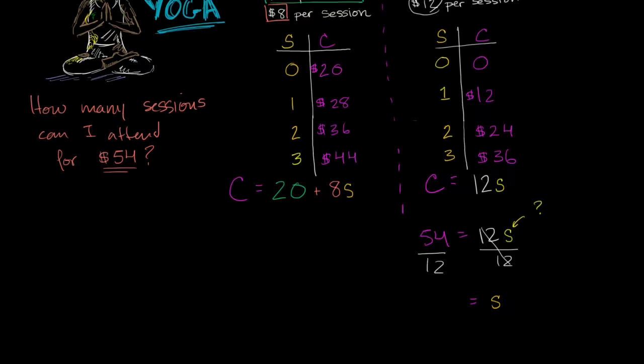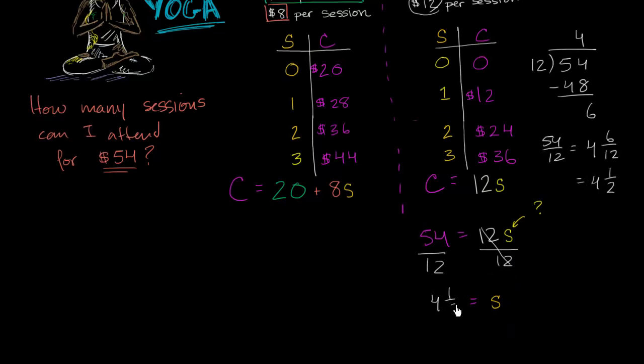12 goes into 54. I'll just work it out. 12 goes into 54 4 times. 4 times 12 is 48. You're left with a remainder of 6. So you could say 12 goes into 54, or you could say 54 over 12 is equal to 4 6/12, or 4.5. So the number of sessions that I can attend are 4.5.